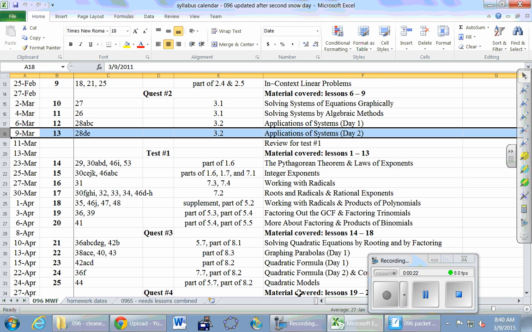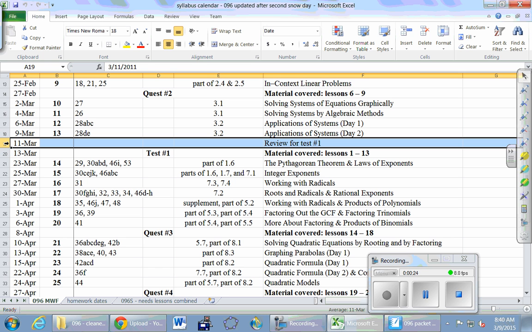Coming up on Wednesday is our review day for test number 1, which is on Friday, last day before spring break. It was our first of 2 tests. And that test is on everything from the semester. Questions on the calendar?